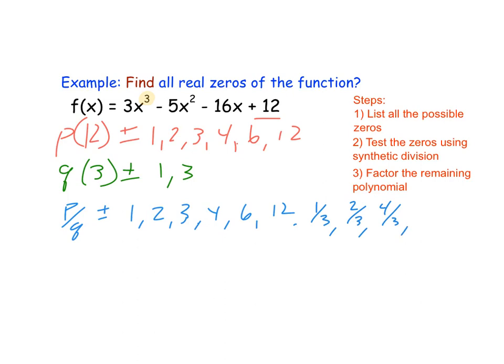6 divided by 3 is 2. I've already got 2, not going to say it again. And 12 divided by 3 is 4. Oh, I've already got 4, don't need to say that again. So there was the end of my list. I don't need any more numbers on that.